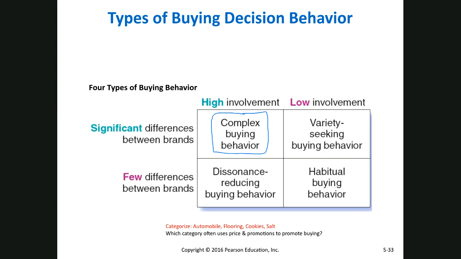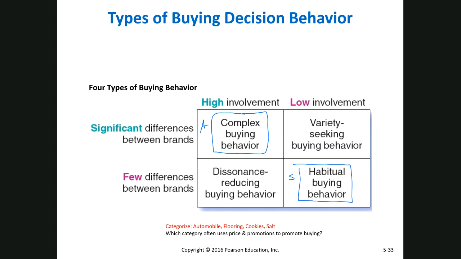If low involvement and few differences between the brands, this would be my paste example, right? We've already categorized automobiles as here. How about salt as being here? Now, where would we put flooring? How about cookies?